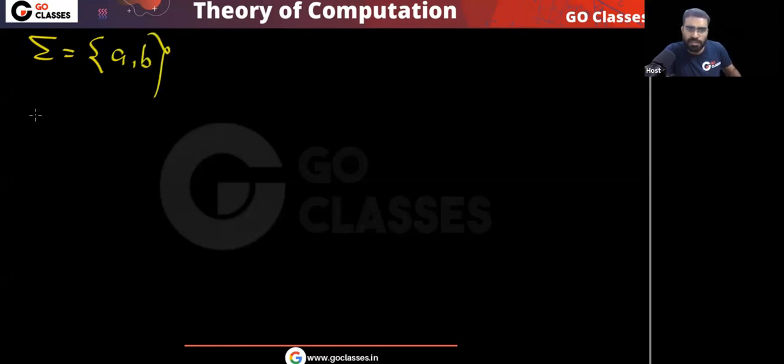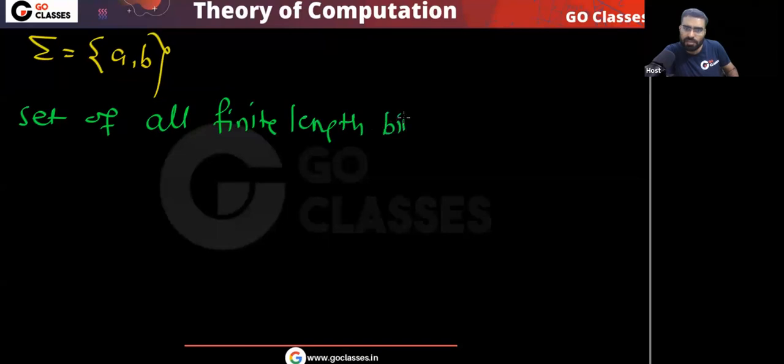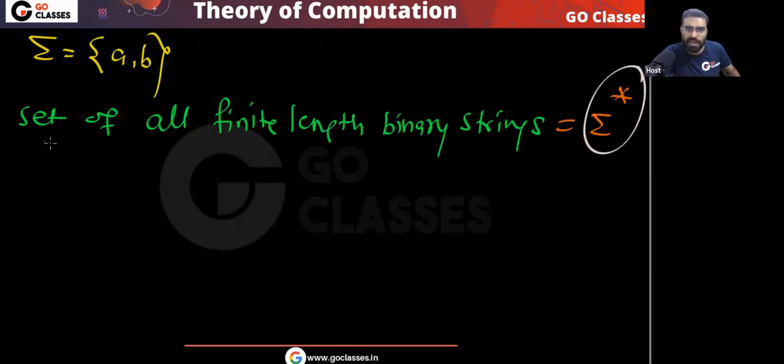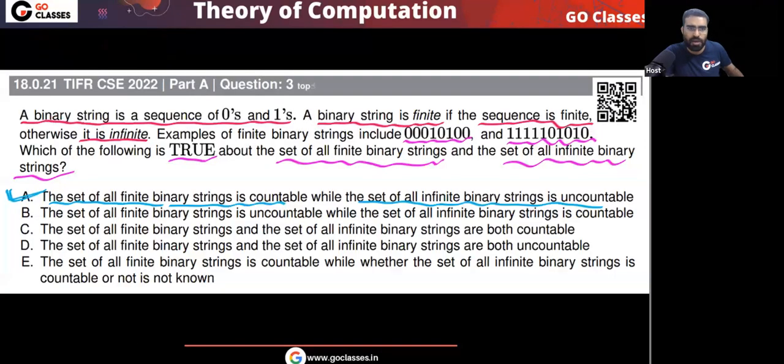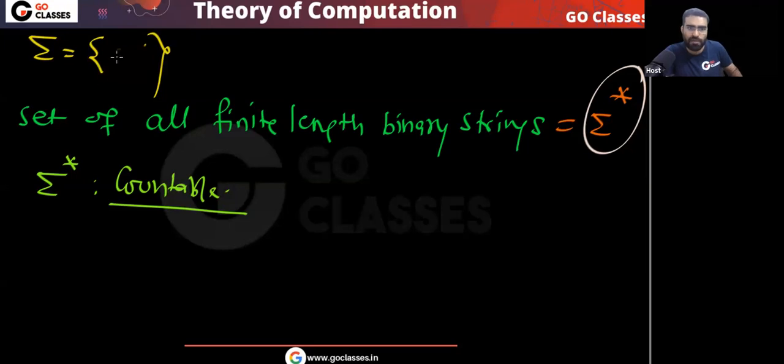If you take this sigma, meaning {a, b}, and consider the set of all finite length binary strings, that is your sigma star, right? Yes or no? Sigma star means the set of all finite length binary strings. And we know that sigma star is countable. Your alphabet is 0, 1.